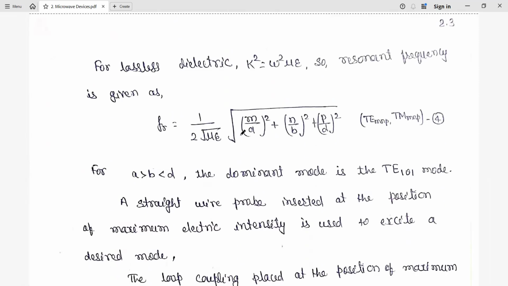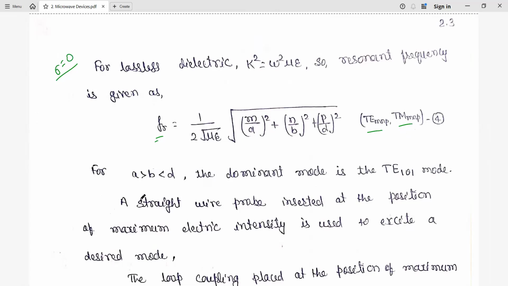Now we have the discussion about lossless dielectric. Lossless dielectric means that conductivity is going to be 0, so we can call the lossless dielectric a perfect dielectric also. In case of resonance frequency, here we can obtain 1 by 2 root under mu epsilon, overall square root of (m by a) whole square plus (n by b) whole square plus (p by d) whole square.